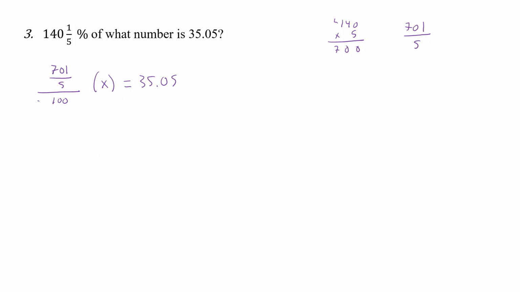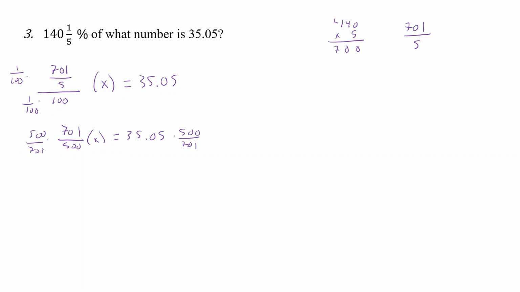So first, I'm going to multiply the denominator by 1 over 100 because that'll cancel. But whatever I do in the numerator, I also have to do in the denominator. So whatever's done in one, I have to do in the other. And so now I just multiply across, and I get 701 over 500 times x equals 35.05. Okay, so that's not too bad. So now what do we do? Well, we need to get rid of that 701 over 500 on the left. And so how do we do that? Well, we just multiply by the reciprocal. So we multiply by 500 over 701. And we do it on the other side as well.